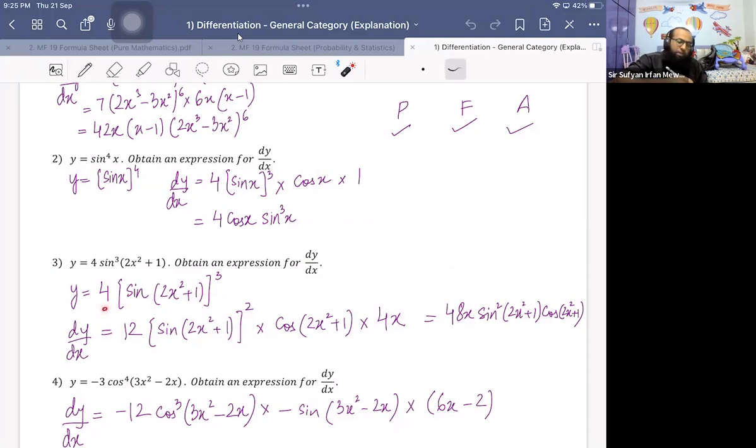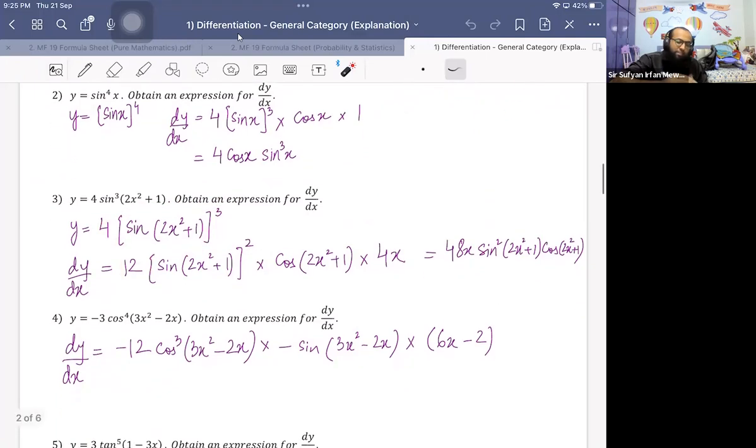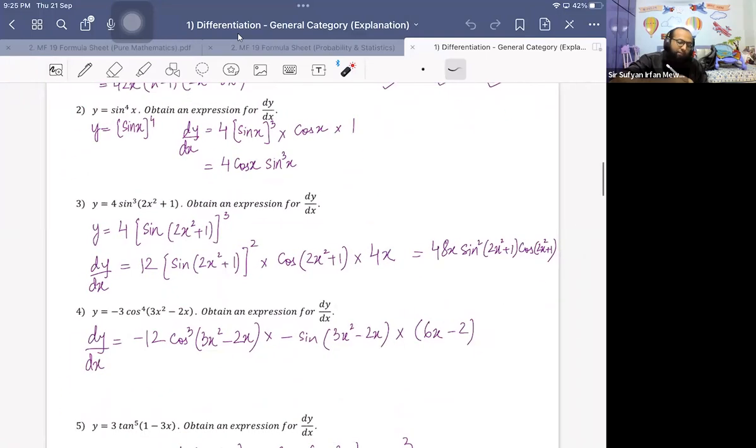Now rewriting it in this particular way is not essential. So in the next example, I have not rewritten it in this form. I have done it directly. Minus 3 cos 4, 3x square minus 2x. So first we multiplied the power. 4 times minus 3 is minus 12. Cos power 4 becomes cos cube, 3x square minus 2x. Dealing with the power, multiply the power and subtract the power by 1.